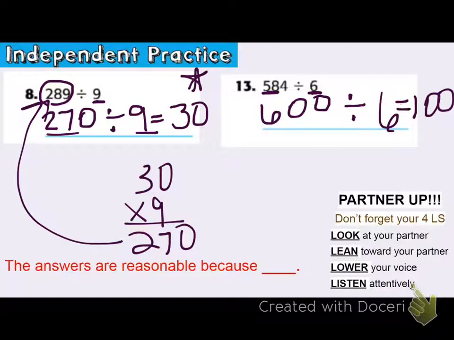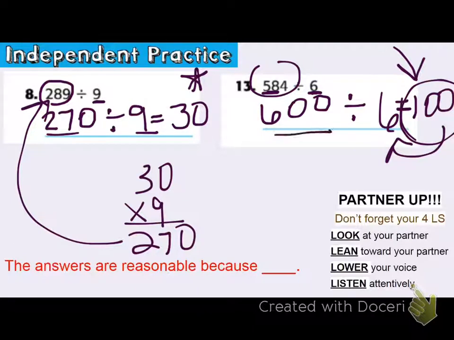So again, let's see if it's reasonable. 100 in 6 different groups is pretty close to 584. So I think the answer is about 100. Again, remember today we're trying to estimate the quotient. We're trying to estimate the answer to a division problem. We're going to use rounding, and we're going to estimate an about answer, and I think we're getting it.